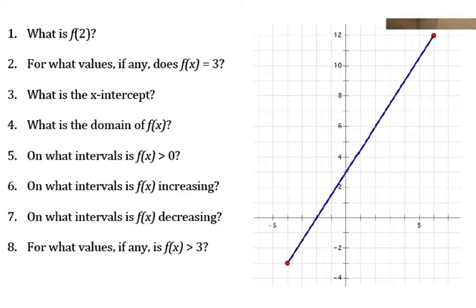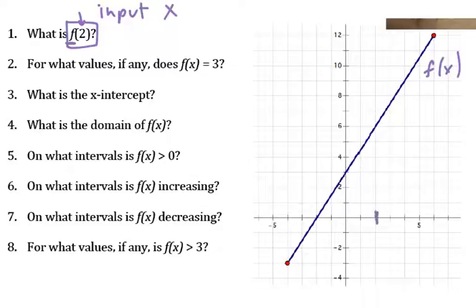So what is f of 2? Well, remember, in function notation, f is the name of this function, right? F of x here. The number in here is the input. The input is the x value. So together, when we write it like that, we're asking what's the output when the input is 2.